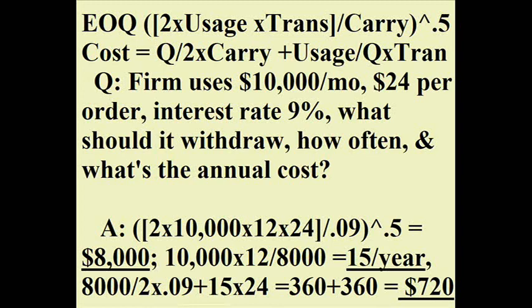And, well, the total cost will be half of the average of that inventory, 8 divided by 2, times 9%, plus you had 15 orders a year, cost of each order is $24, adds up to $720. Here's a trick of the trade. Notice if you're at the optimum, those 2 component figures should be equal, and notice here they were.